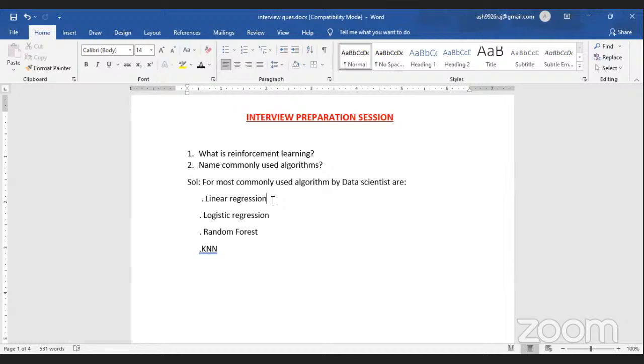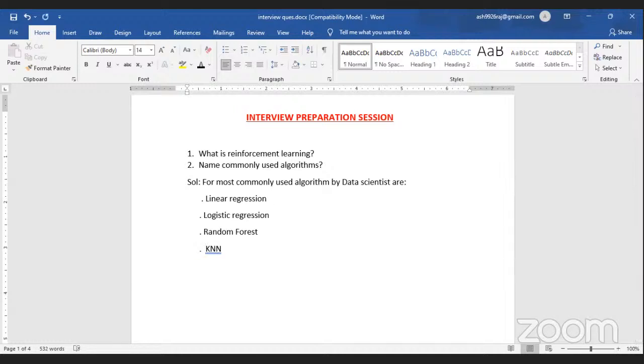Then logistic regression. Logistic regression is a statistical analysis method used to predict a data value based on prior observation of a data set. A logistic regression model predicts a dependent data variable by analyzing the relationship between one or more existing independent variables.